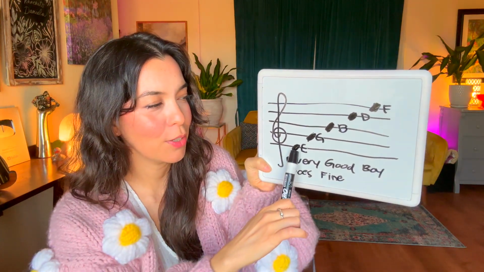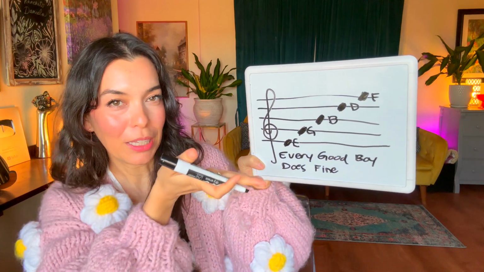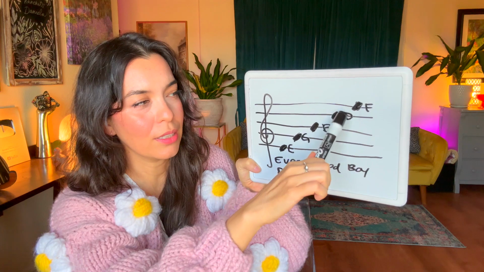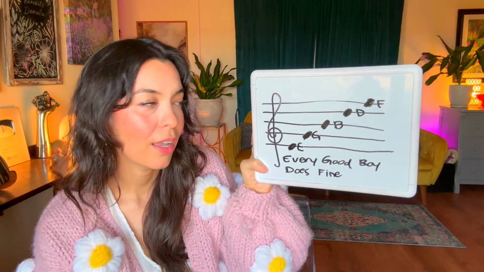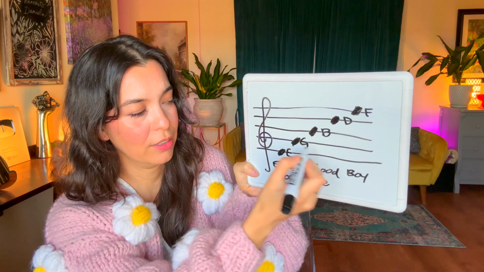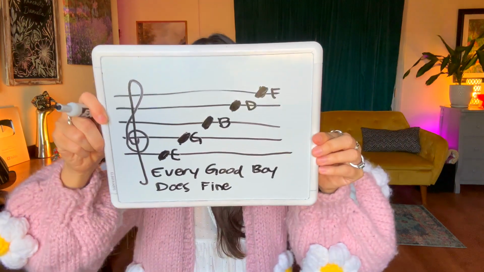So the names of the notes on the lines, or being cut in half by the lines, are every good boy does fine. And you can always check your work by reminding yourself, the G line where the treble clef starts. Here, if you need to take a screenshot.